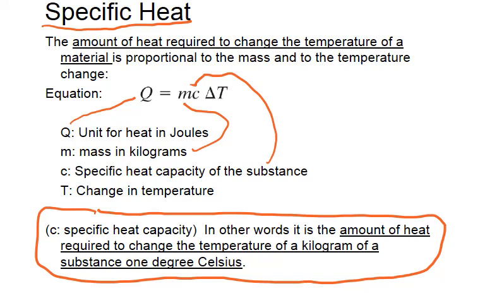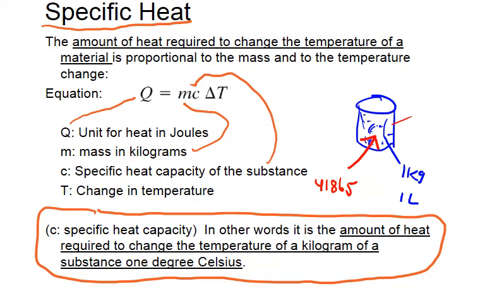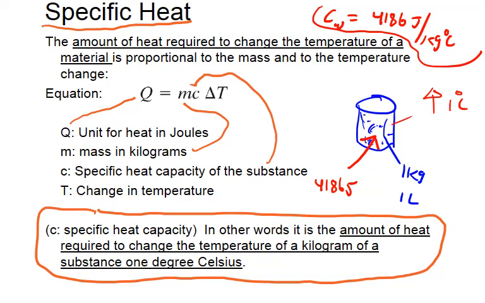So for instance, if we had a beaker with 1 kilogram, which is 1 liter of water in here, right? And we put heat into it, it would take 4,186 joules for the temperature to increase by 1 degree Celsius. Therefore, c for water is 4186 joules per kilogram degree Celsius. And each substance has a certain amount of specific heat capacity.